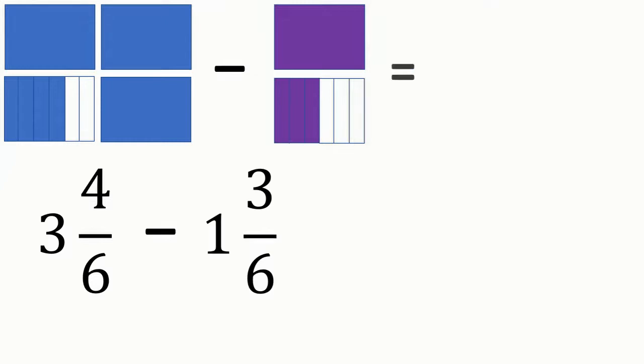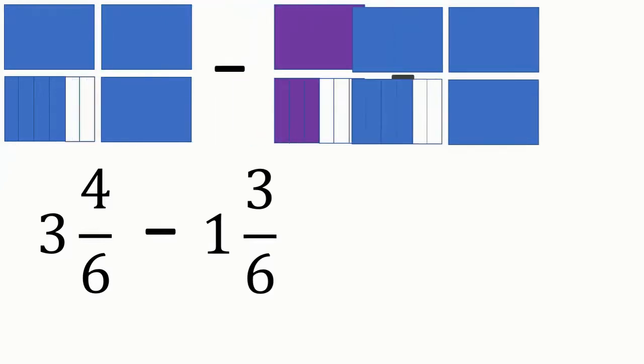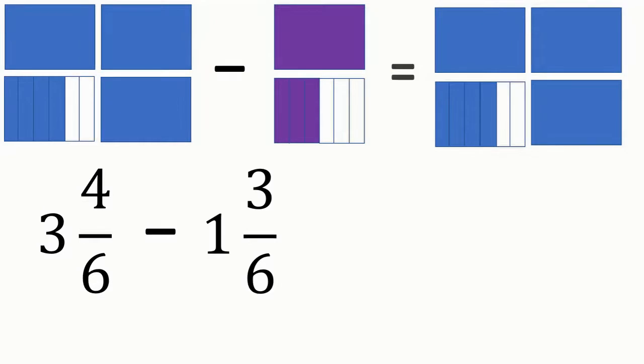So this is equal to, let's copy the 3 and 4/6, and then we remove 1 and 3/6. 1 whole and 3 parts. 1, 2, 3. So how much do we have left? That's 2 and 1/6. So the expected answer is 2 and 1/6.